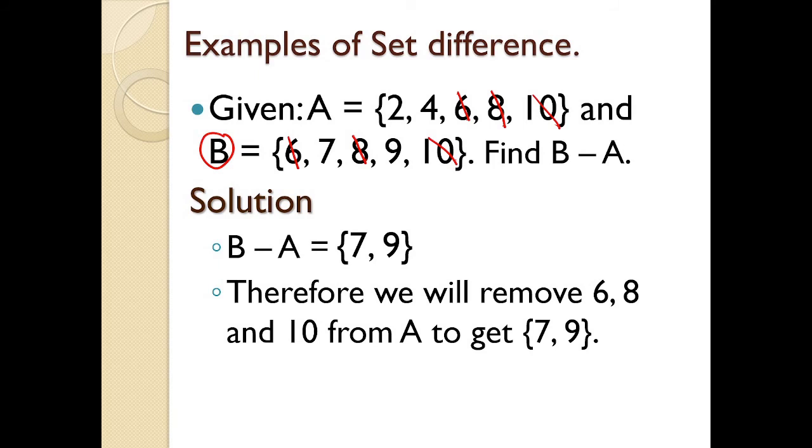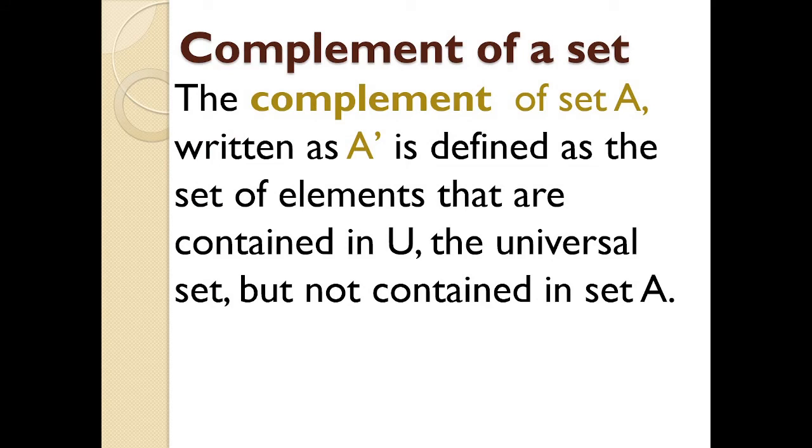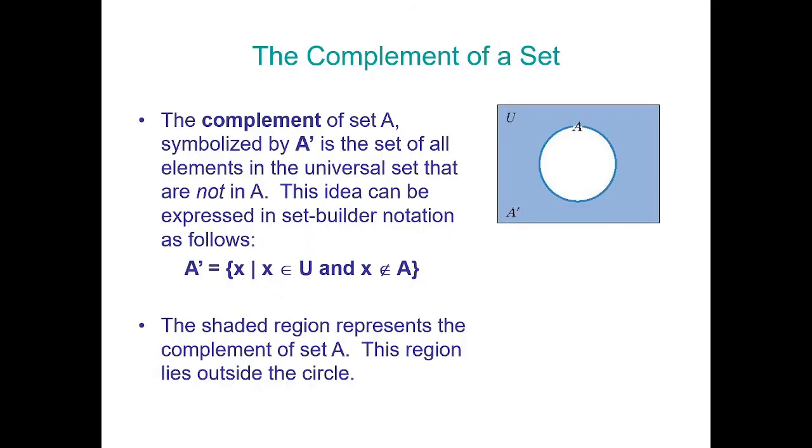Yes, sir. Okay, let's go to complement. This will be the last operation. Complement of a set. The complement of set A, written as A complement, is defined as the set of elements that are contained in U, the universal set, but not contained in set A. So all elements that are not found in A are our answer. In the Venn diagram, the shaded portion is our answer, class, because anything not in A is in A complement.